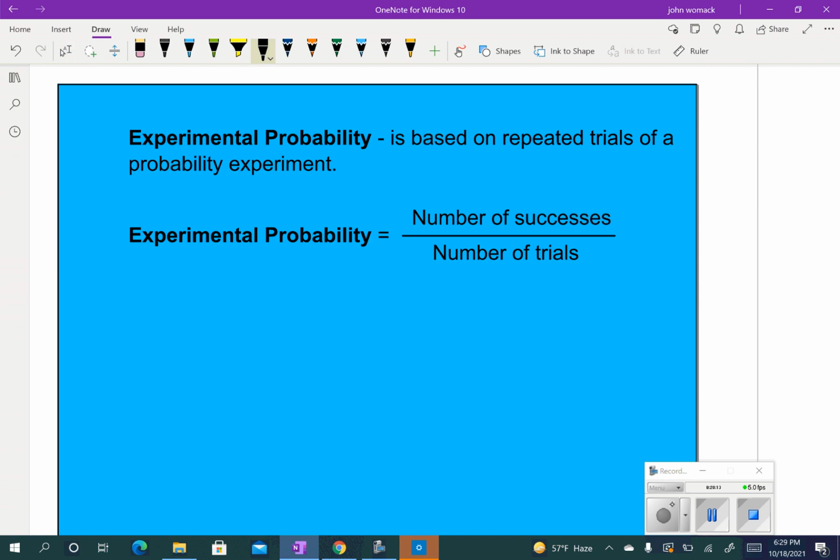So experimental probability is based off of repeated trials. If you want to put underneath there, it's by doing the experiment. You're doing the experiment and you're gathering the data. And all you do is take the number of successful outcomes in your experiment over the number of trials in your experiment.